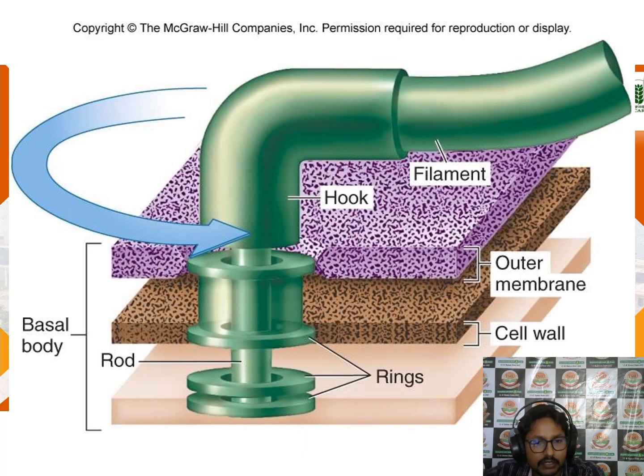So the flagellum structure, here you can see it. The flagellum consists of 4 rings: 2 rings are present in the outer membrane and 2 in the cell wall in the case of gram negative bacteria, whereas in gram positive you will find only 2 rings. The flagellum contains structures like the hook, filament, and basal body.